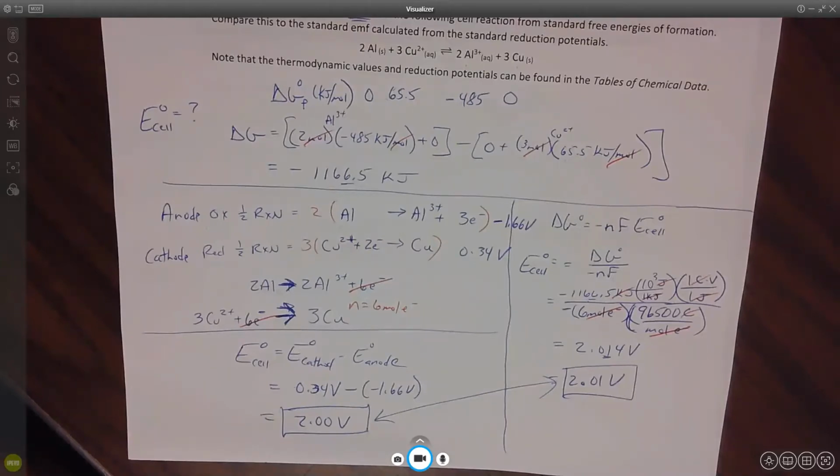What do you think? Hannah, what do you think? Would this represent a galvanic cell or an electrolytic cell? I think it would be galvanic.